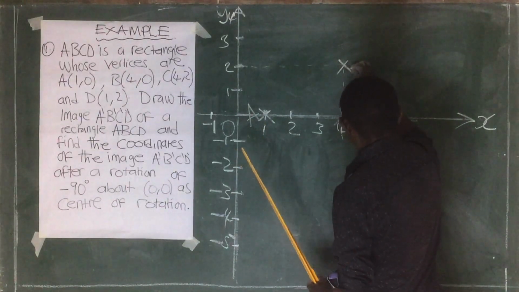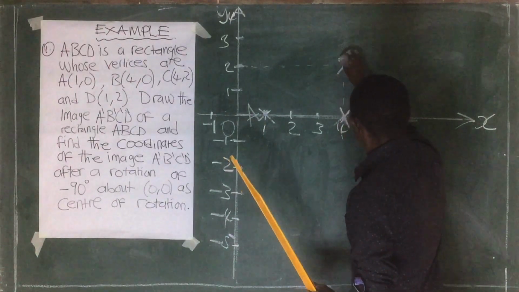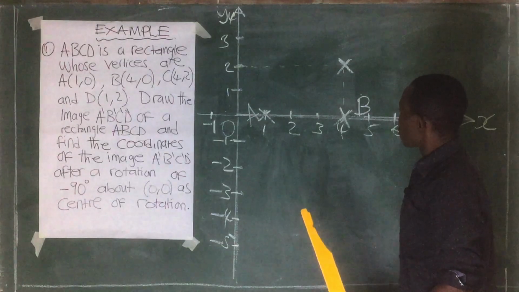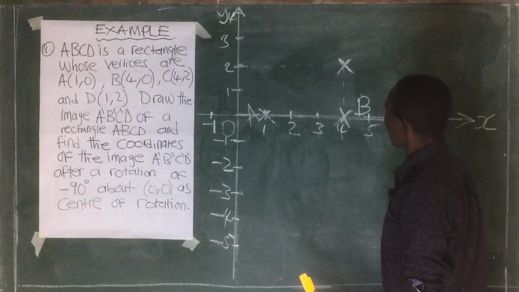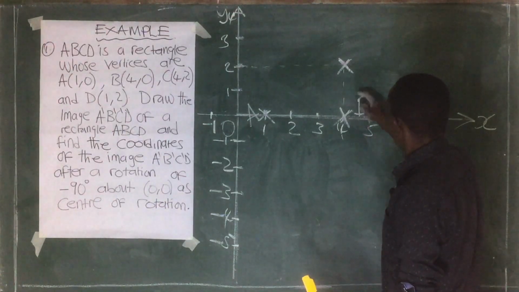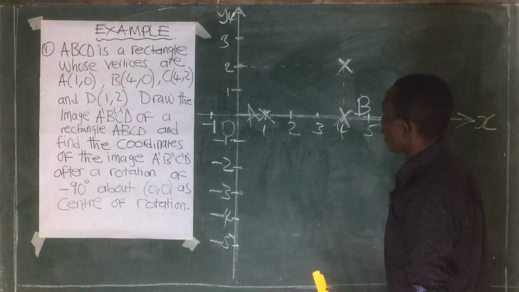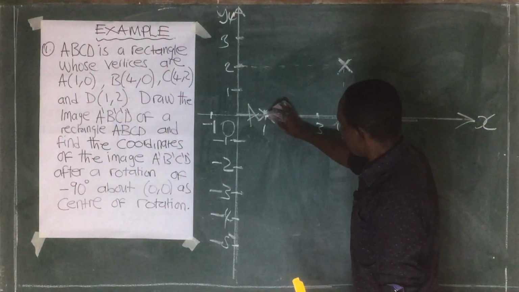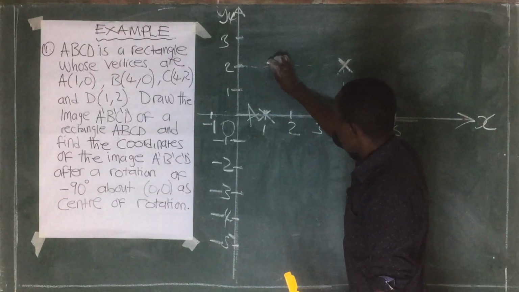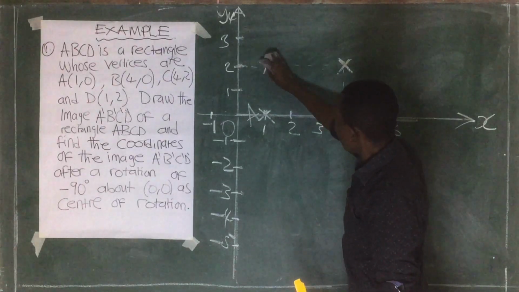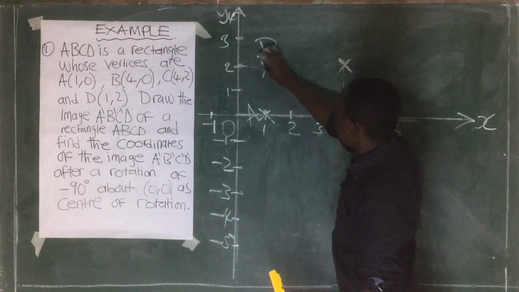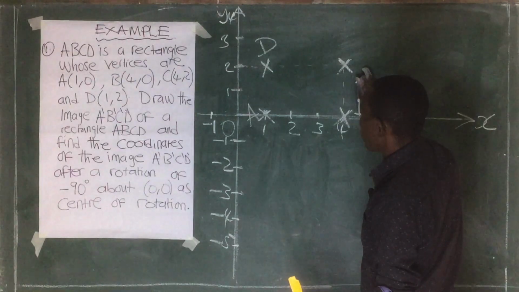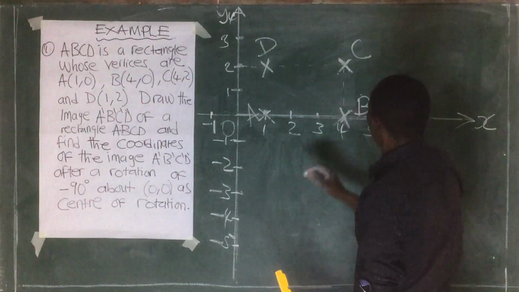It's mentioned because this is not drawn to scale, the board doesn't have those lines which can help us to have the accurate scale. Then the other point is x is 1, y is 2. X is 1 is here, y is 2 is somewhere here. So here is our point D. Here we have our point C.